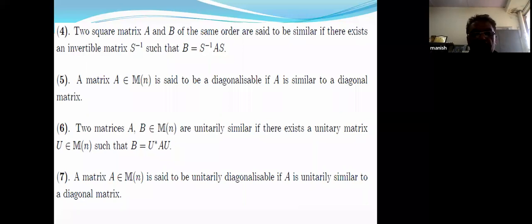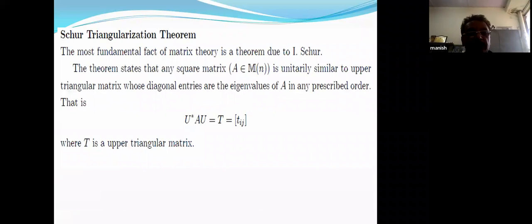So this is similarity and diagonalizable matrices. Now this is a very important result, the Schur triangularization theorem, a very basic theorem in matrix theory. This theorem says that if we have any square matrix, then there exists a unitary matrix U such that U star AU is upper triangular, and the diagonal entries are eigenvalues. Further, we can choose the unitary U such that we can take eigenvalues in any prescribed order. And this is called the Schur triangularization theorem.